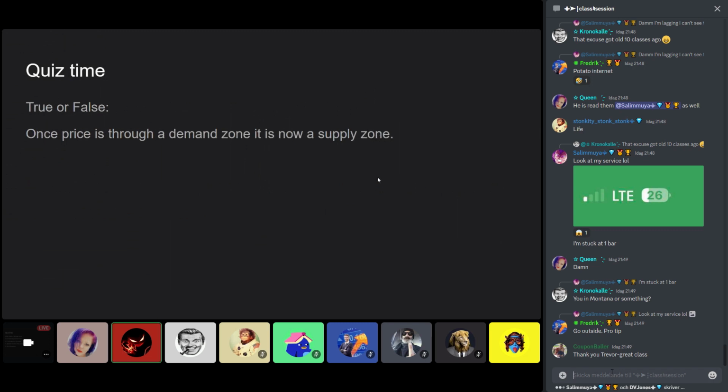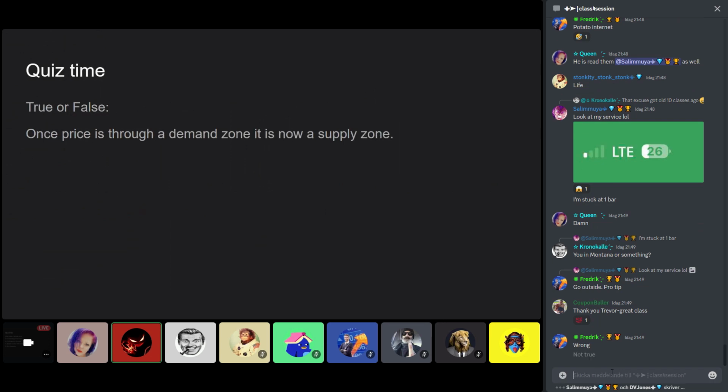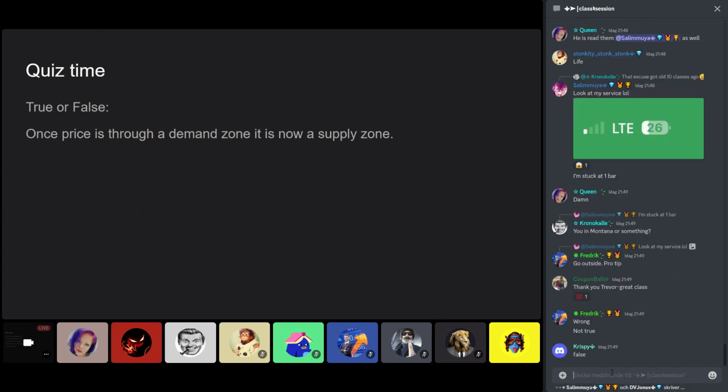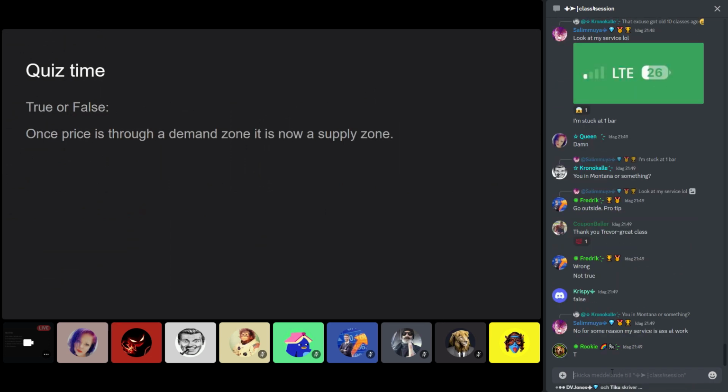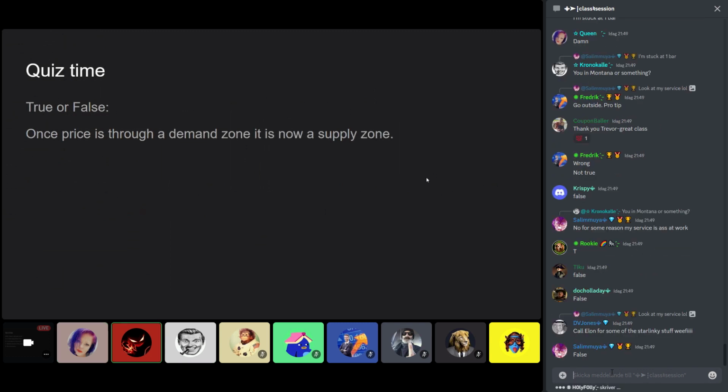All right, a true or false question. Once price is through a demand zone, it is now a supply zone. So I believe Frederick is the first one who got that one. Yay.